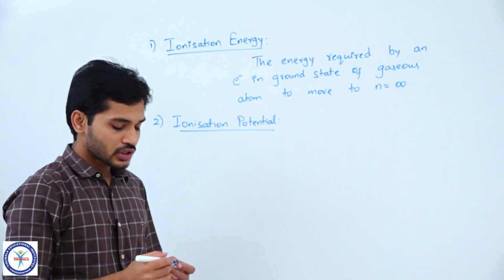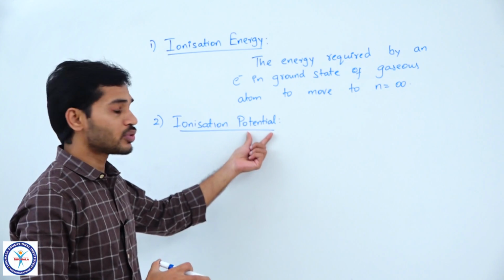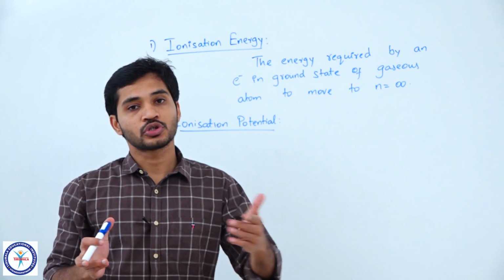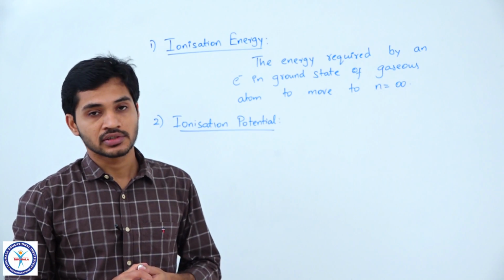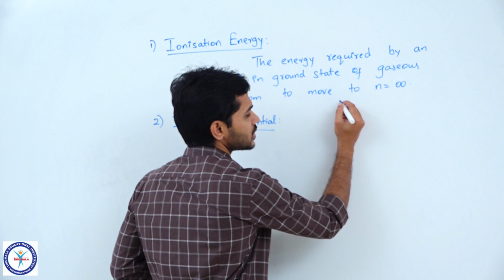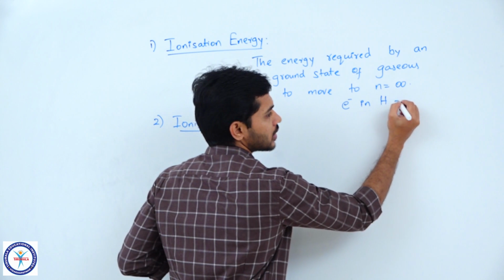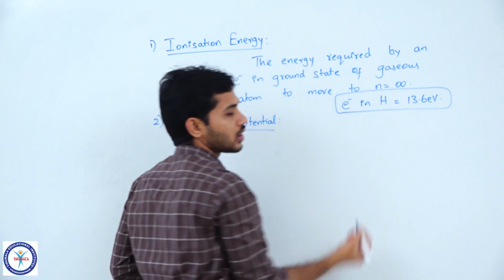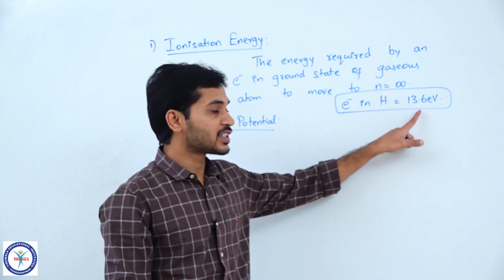Ionization potential is related to ionization energy, as you can see from the term potential here. It basically means the potential difference through which an electron should be accelerated so that it gets an energy equal to the ionization energy. For example, we all know that the ionization energy for an electron in hydrogen is equal to 13.6 electron volts. So, to remove an electron from the ground state of the hydrogen atom, we need to supply the electron an energy of 13.6 electron volts.